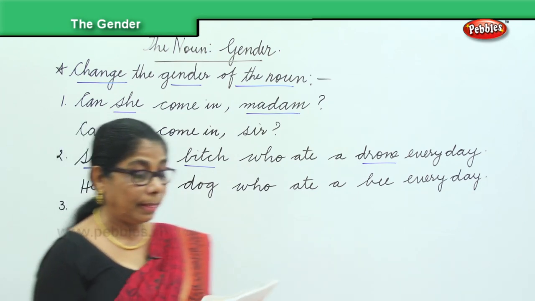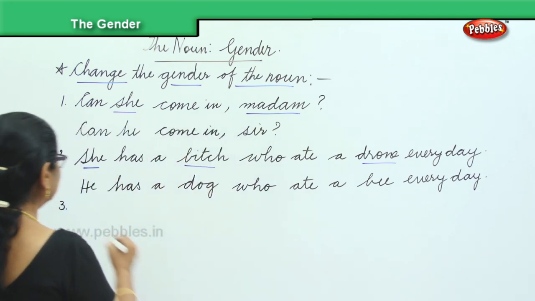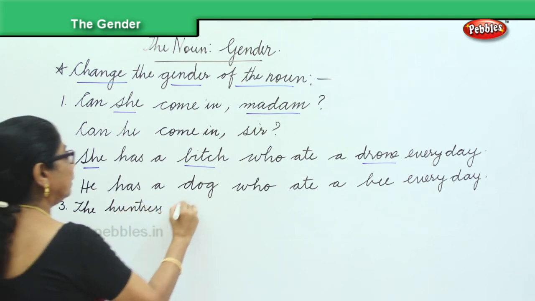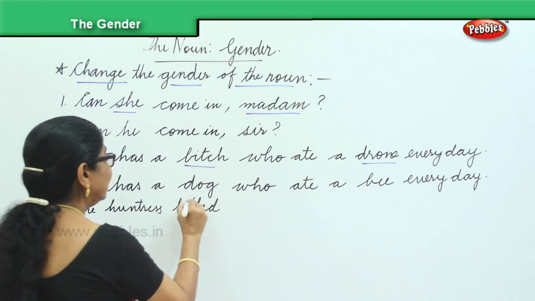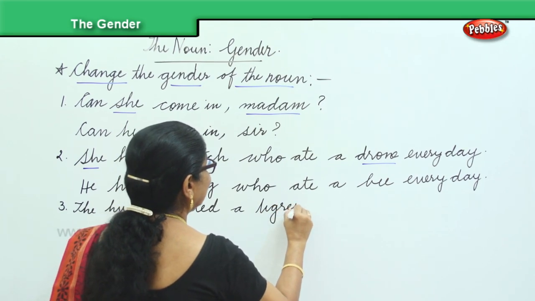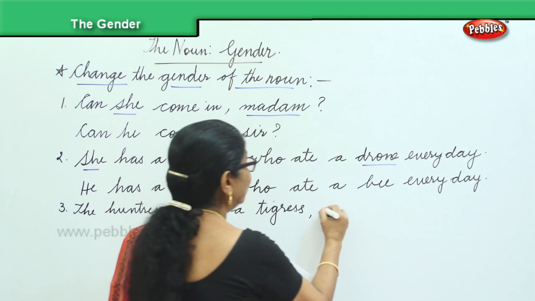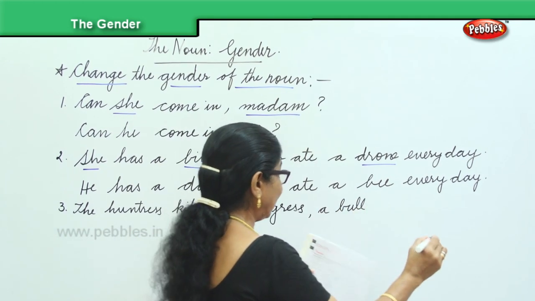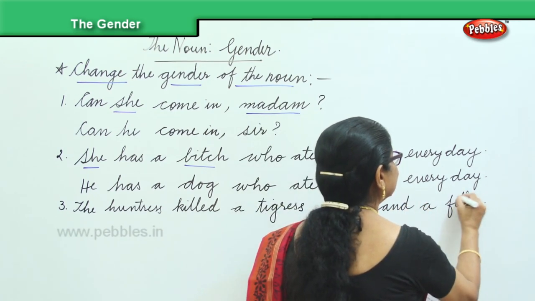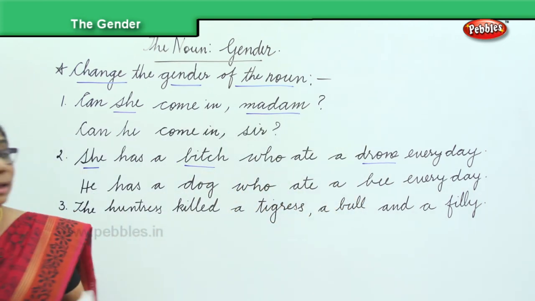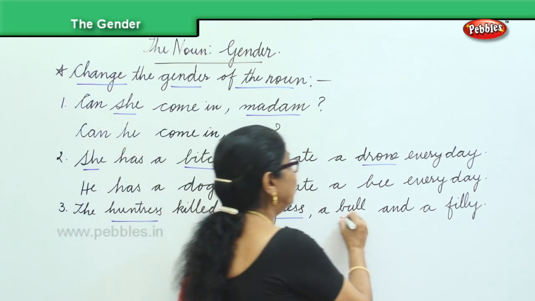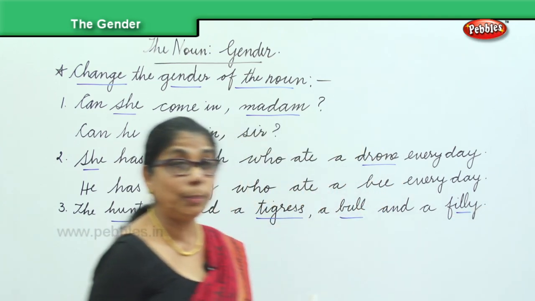Next one, look at that. Look at the next change. The huntress killed a tigress, a bull, and a filly. Again, we have to know the spelling and gender, then only we can do it. Huntress needs to be changed. Tigress, bull, and filly all need to be changed.